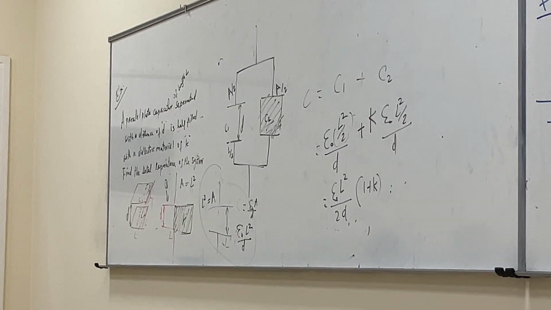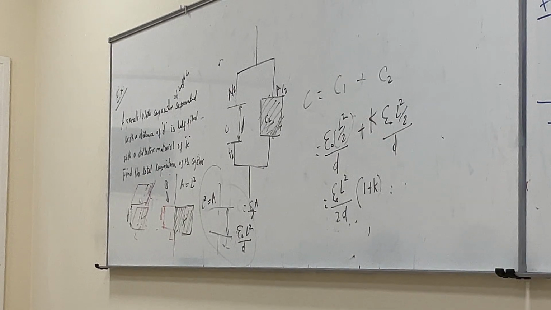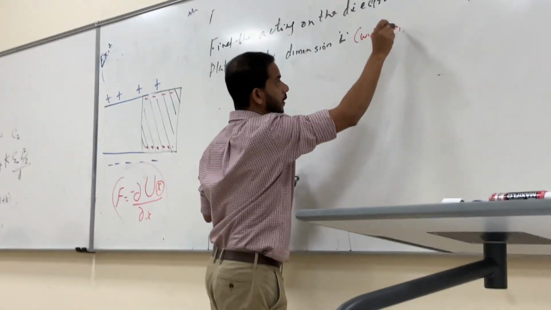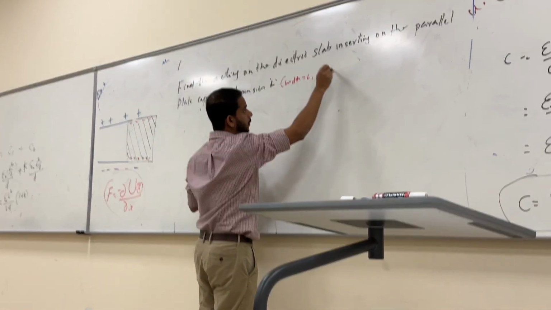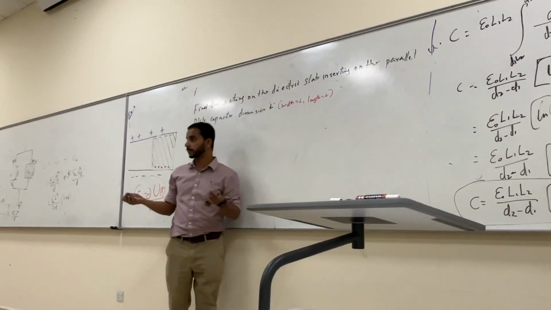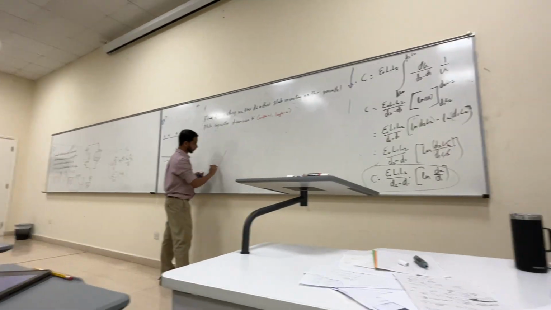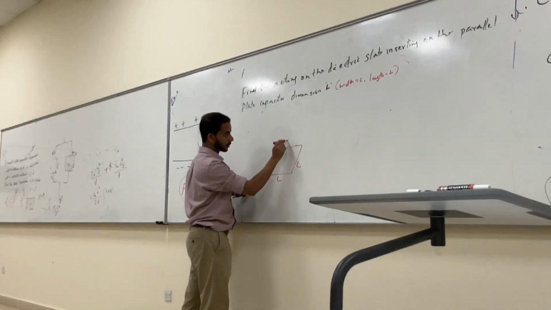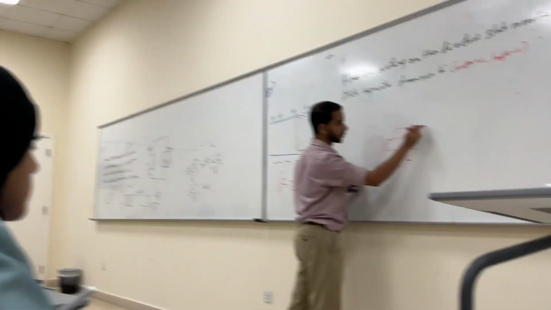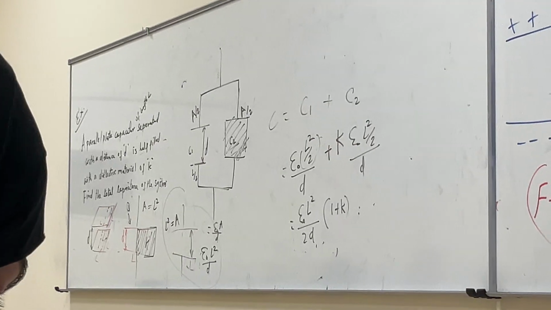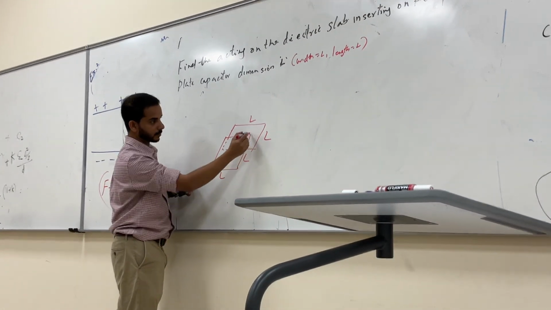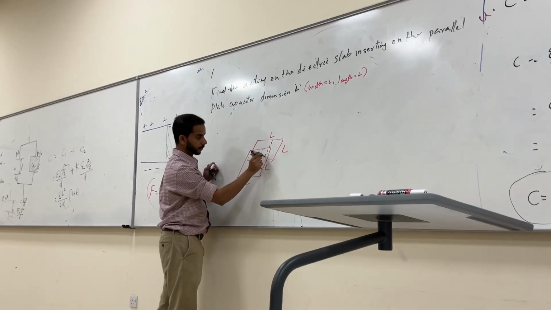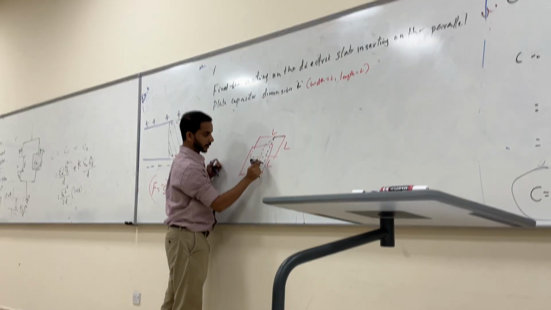When I say dimension L, I mean the width. In some of the questions, I will not be specifying. Width is equal to L and length is equal to L, so both of them are the same, right? So I have this one, L and L. So I have another capacitor here, which is also L and L, and I'm inserting some slab of material.